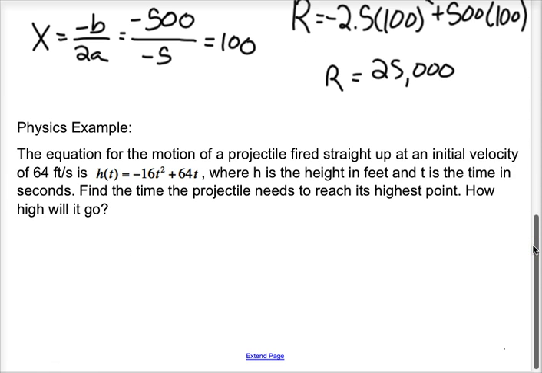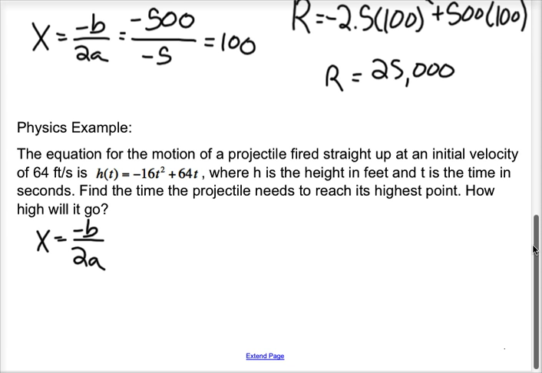Our last example. The equation for the motion of a projectile fired straight up at an initial velocity of 64 feet per second is h of t equals negative 16t squared plus 64t, where h is the height in feet and t is the time in seconds. Find the time the projectile needs to reach its highest point. How high will it go? Again, it's asking for highest point, maximum height. So we're going to use that negative b over 2a.